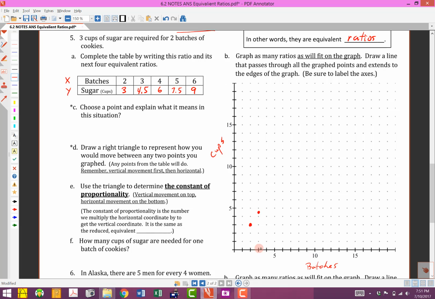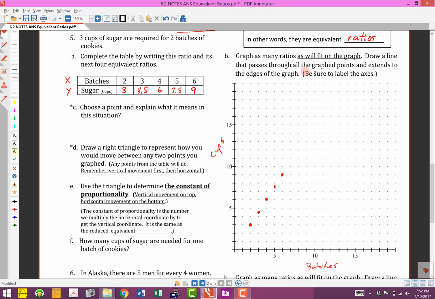4, 6, so 4 batches. 1, 2, 3, 4, 5, 6. Notice how we're lining up there. 5 batches is 7.5 cups of sugar, so there's 6, 7.5 would be right there. And then 6 batches would be 9 cups of sugar. So 6 is right here. We've got 3 cups, 6 cups, 9 cups is going to be right there.